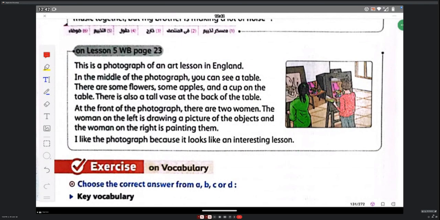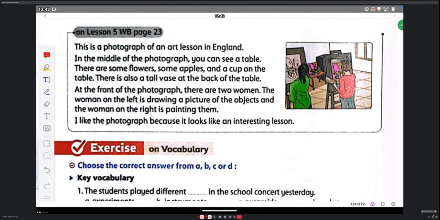This is a photograph of an art lesson in England. In the middle of the photograph, you can see a table. There are some flowers, some apples, and a cup on the table. There is also a tall vase on the back of the table.